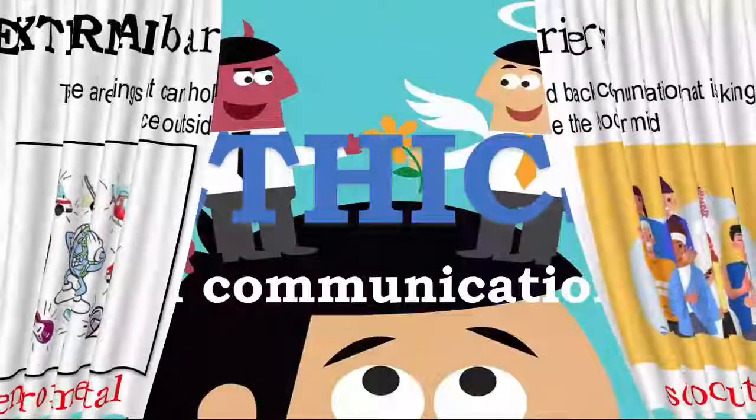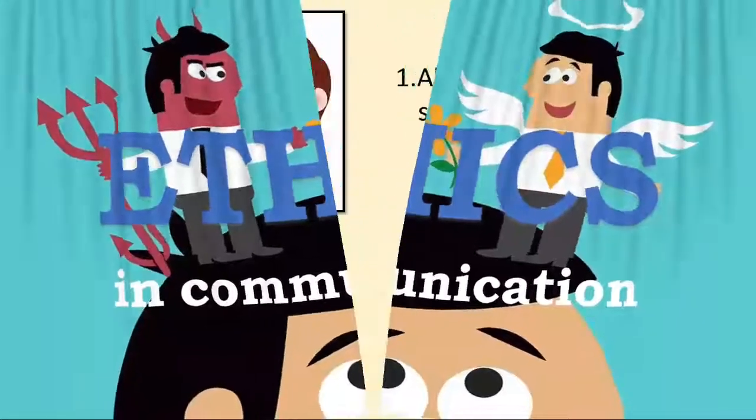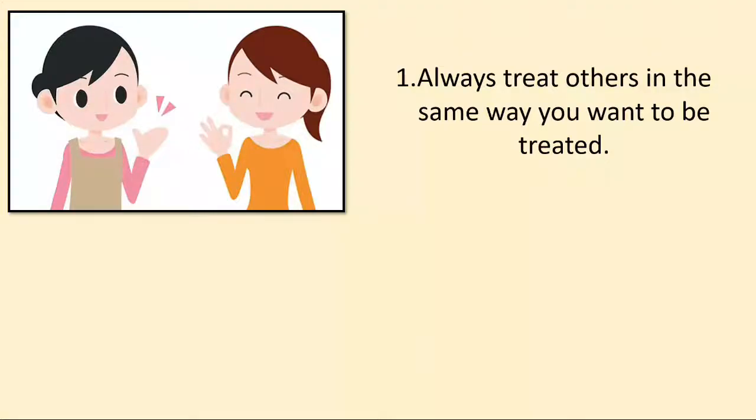Alright, now for us to actually achieve the goal of communication, which is understanding, we need to uphold the ethics in communication. When you say ethics, that is something to do with the correct way, no? Correct way of communicating with other people. Doing the correct way, and then of course avoiding the wrong way. The first one we have, always treat others in the same way you want to be treated. If you want to actually be respected at the end of the day, then you give the same respect, right?